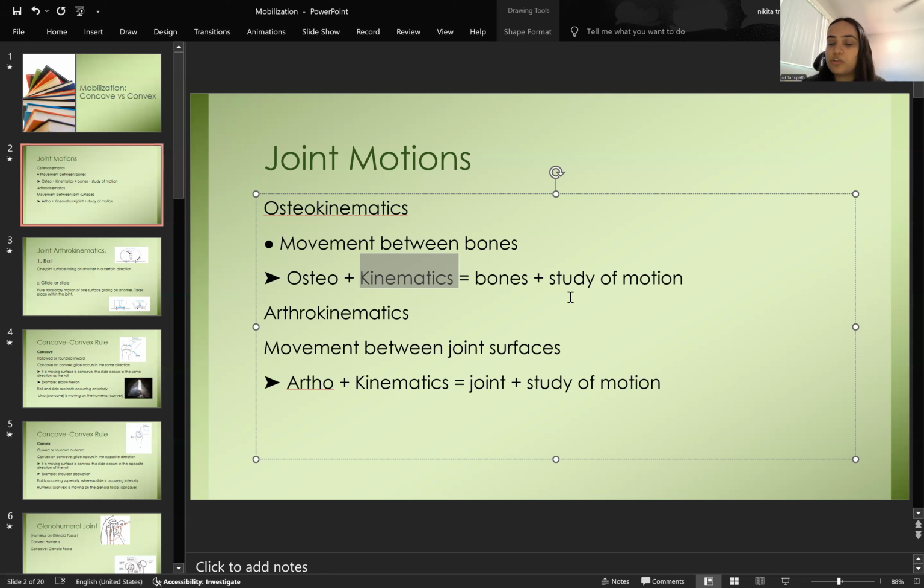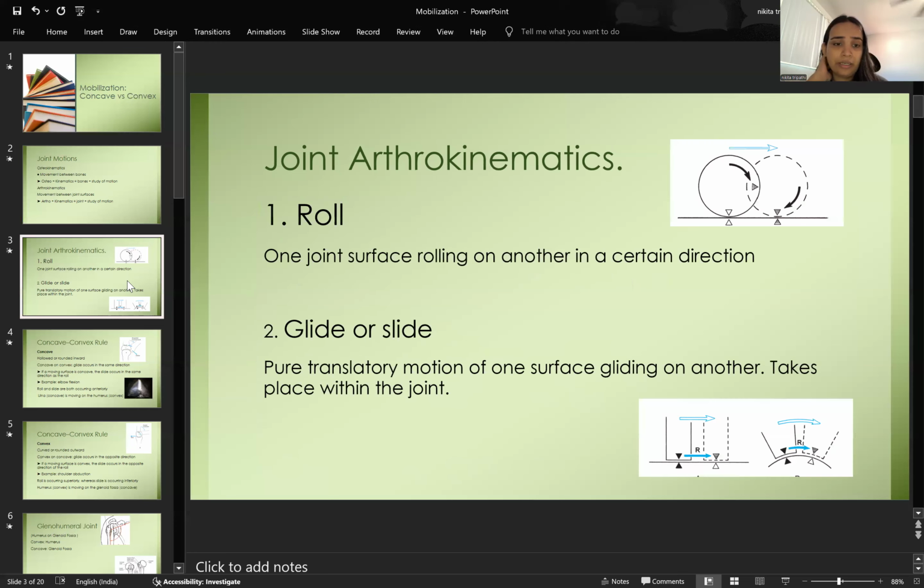Okay, and arthrokinematic, what is the arthrokinematic? That is the movement of bone that happens at the joint level. Arthrokinematic is made up of arthro plus kinematics. Arthro is joint and kinematics is study of motion. The motion that happens at the joint level is what? Arthrokinematics. After that, there are two or three more terminologies.